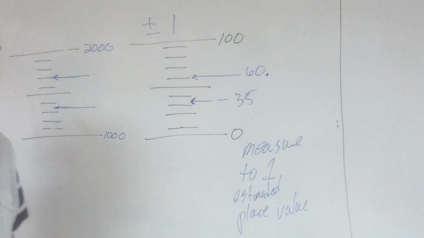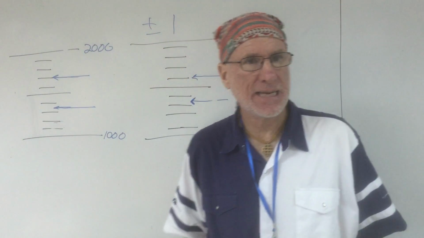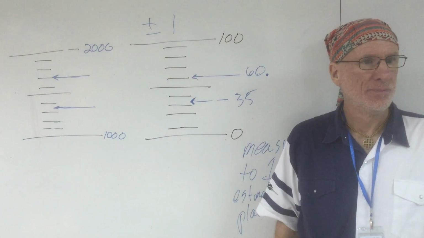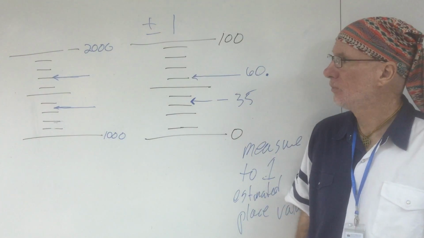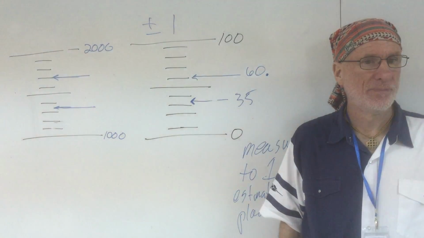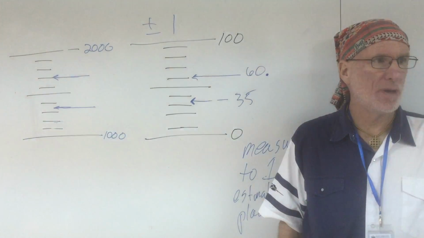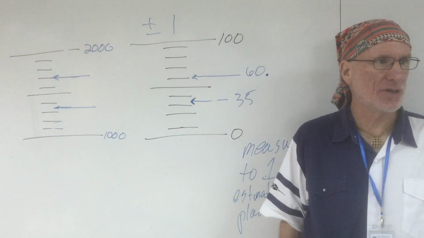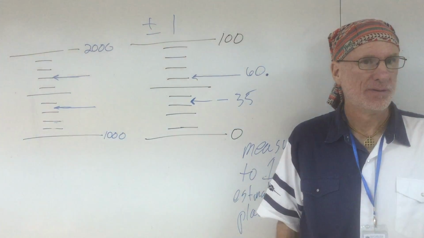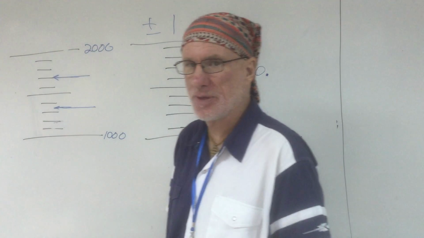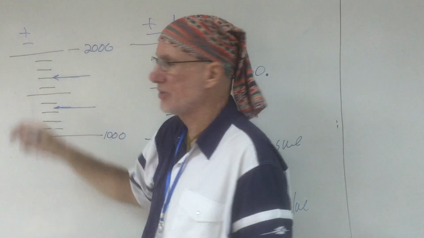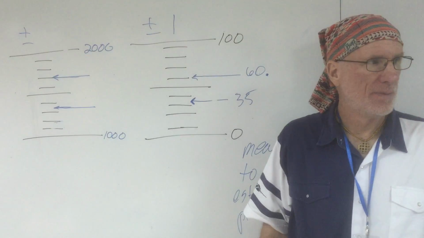What's the estimation on that? What's the estimation? What place value? It's always one place value less than the smallest gradation. 350. No. I didn't ask you what the measurement was. I asked you what the precision was. No?